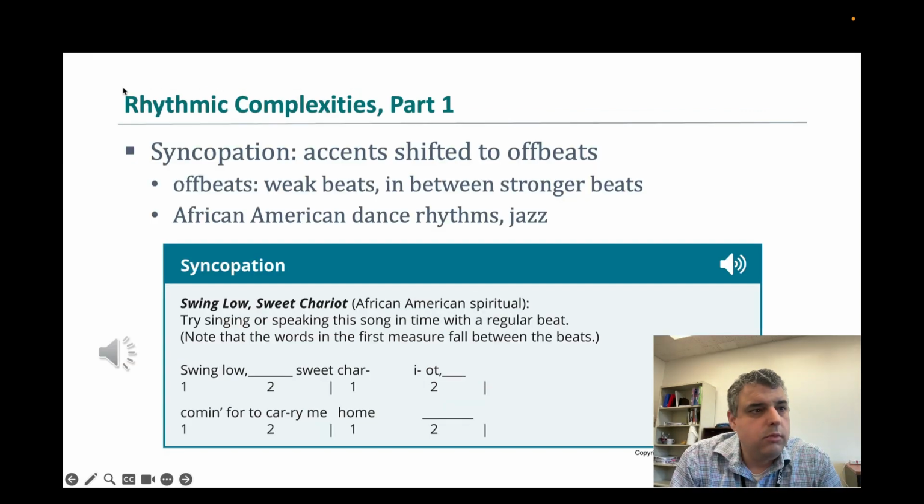Now, another term that we're going to want to know about is syncopation. Syncopation is accents on offbeats. You hear a lot of syncopation in blues, rock and roll, and jazz, definitely. Typically in music, the strong beats are what's getting accented, but when we accent the offbeats, it really enhances the music and has a sense of urgency or drive. We see this a lot in African American dance rhythms, and in jazz.